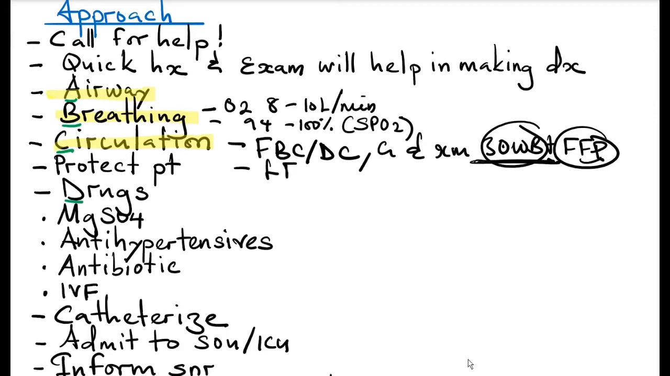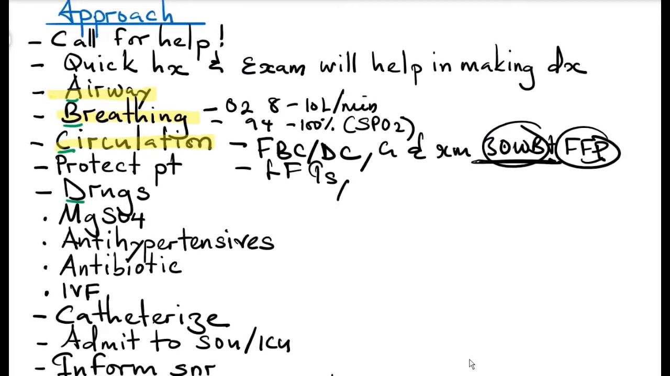Collect bloods for liver function tests. Remember, we said hemolysis, elevated liver enzymes. So you're looking at alanine transferase, aspartate transferase, bilirubin, lactate dehydrogenase. Urea and creatinine for renal dysfunction.